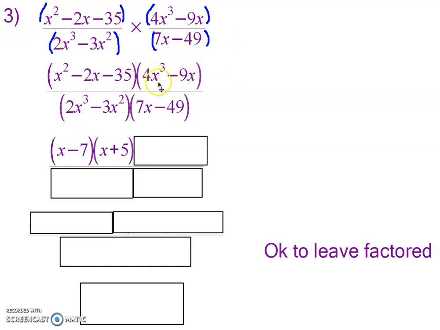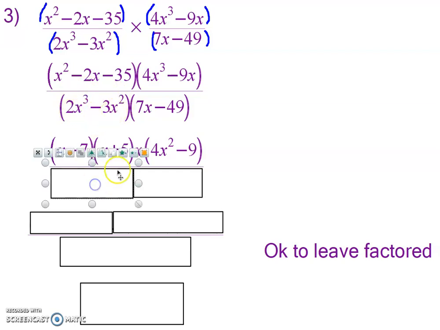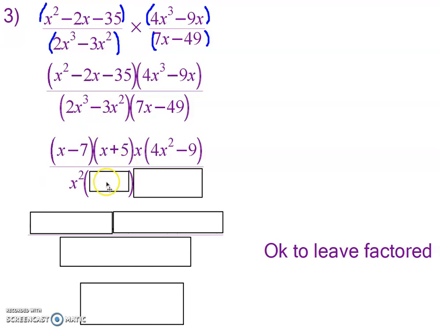In the next parentheses, we look to see can we pull something out. There is a common factor of an x. So we're going to pull out the x, and we're left with 4x squared minus 9. We're not done factoring that one. We'll come back to that here in just a minute. Let's go ahead and jump down here to the denominator. Notice there's an x squared that we can take out of both of those, GCF. And then when we take out the x squared, we're left with 2x minus 3.